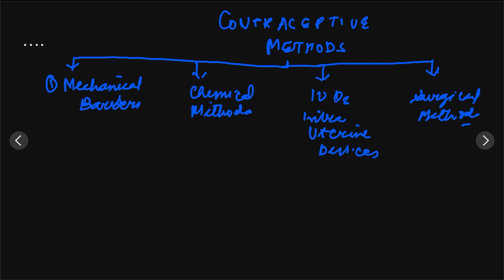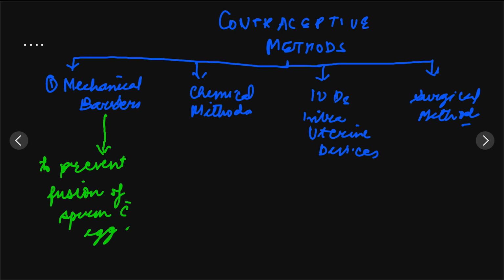For now, just remember that a mechanical barrier's main function is to prevent fusion of sperm with egg. बेटा ये स्पर्म को एग के साथ फ्यूज नहीं करने देता, so it acts as a barrier. So the most common example is condoms.